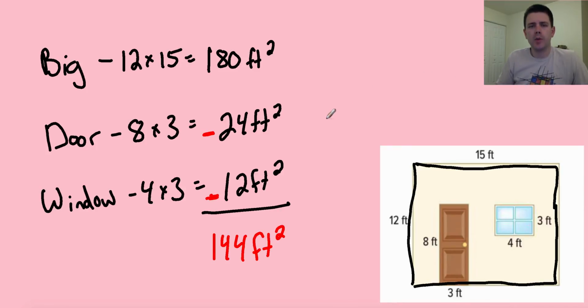All right, so here's my work. I found the area of the big wall, 12 by 15, which is 180 square feet. Then I found the area of the door, it's 8 by 3, which is 24 square feet. The area of the window, 4 times 3, that's 12 square feet. Subtracted those both from 180 and got a total of 144 square feet left over.